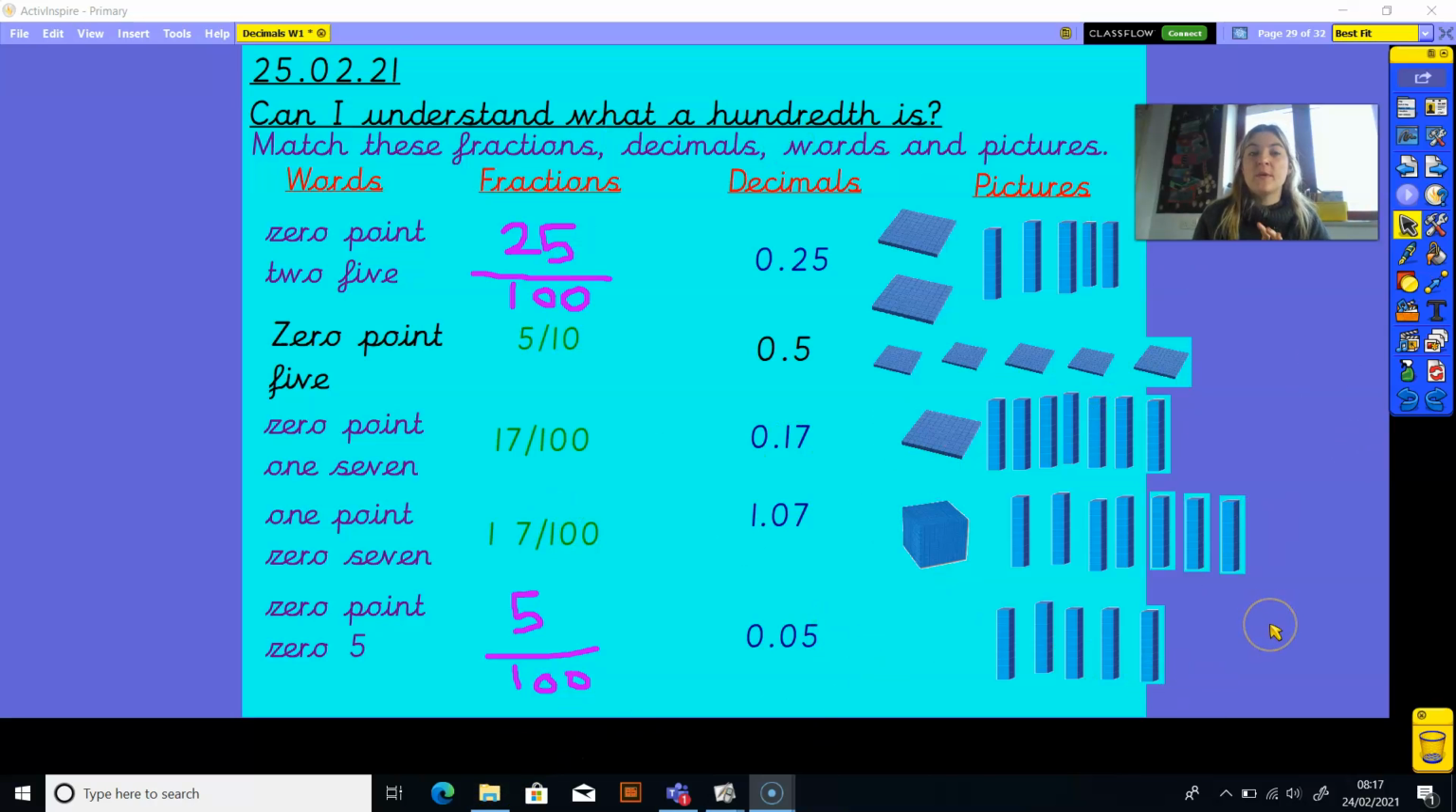Now your worksheet, you will have a chance to do the same on your worksheet, okay? So you will be doing what you did with tenths and connecting the, it'll either be words to a fraction, decimal or picture, okay? And you'll have to connect it through to show what the equivalents are. So how it's said in words, how it is said within a fraction, and how it is represented within a decimal or pictures, okay?